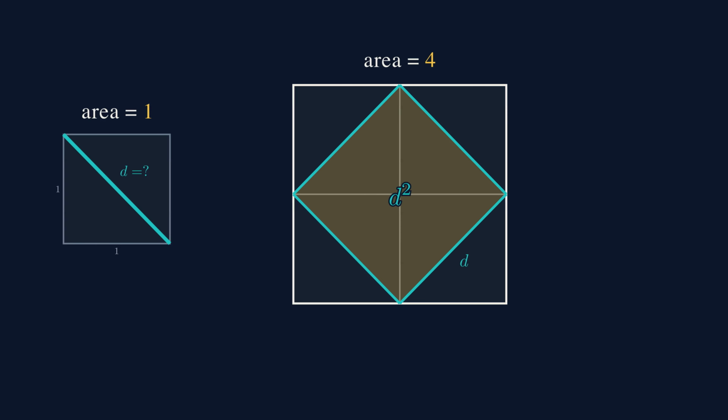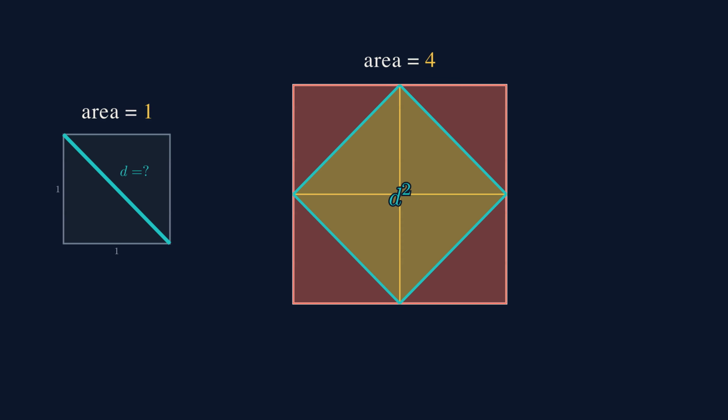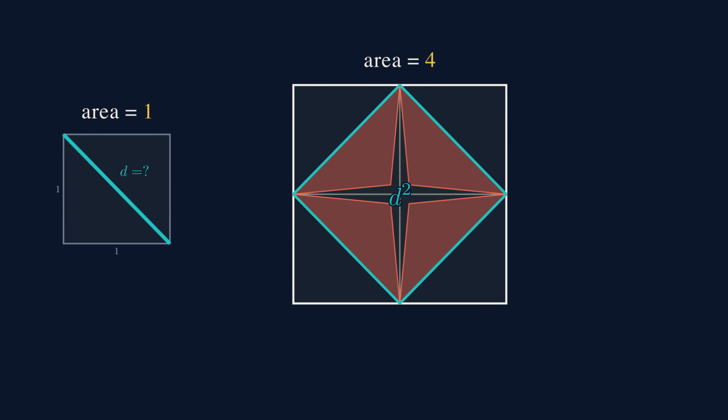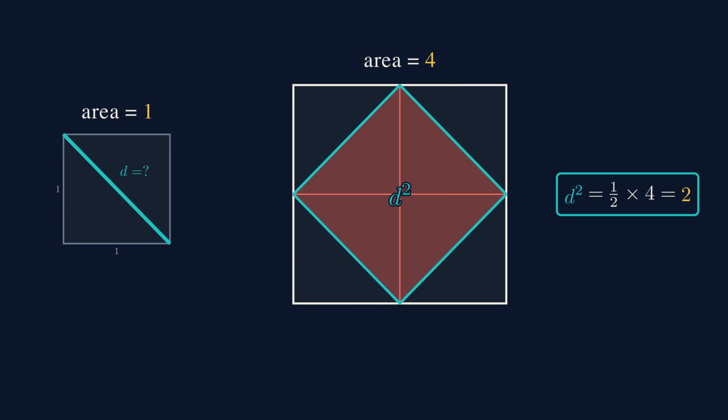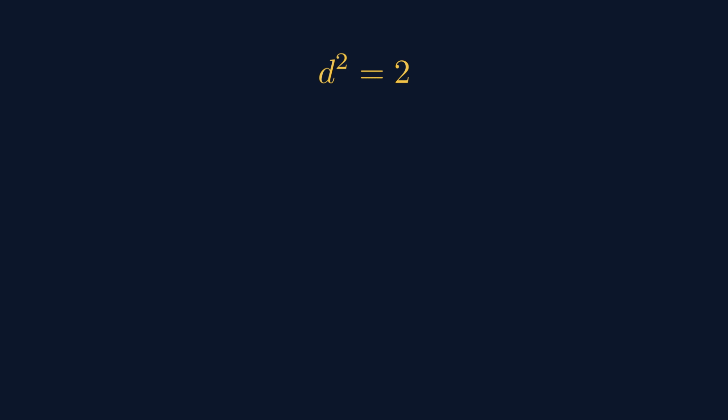And the diagonals cut everything into 8 equal triangles. 4 make the tilted square, 4 make the corners. So the tilted square is exactly half of the big one. And half of 4 is 2, so d squared is 2. That's d squared, but what we really want is d itself, the length.